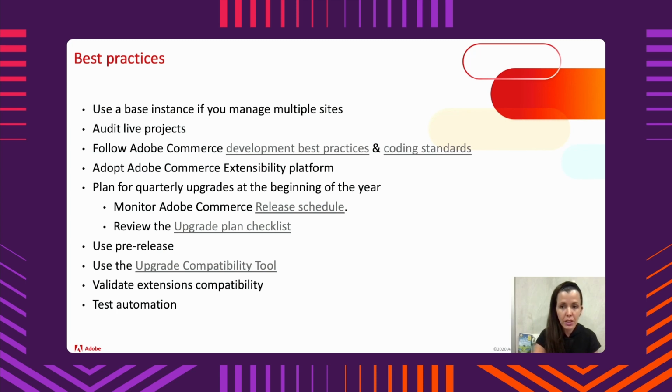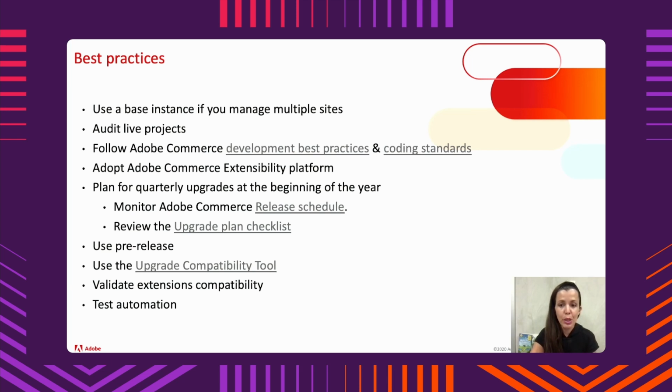If you haven't done already, you should begin adopting the Adobe Commerce Extensibility platform. This platform will allow you to efficiently customize processes, integrate systems, and deploy new capabilities while maintaining a SaaS-like upgradability. As we continually expand the capabilities of Adobe Commerce, it is critical that you develop on the latest available release and define an upgrade strategy into your project plans at the beginning of the year.